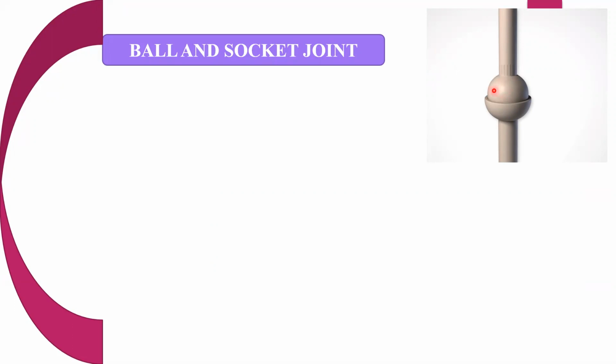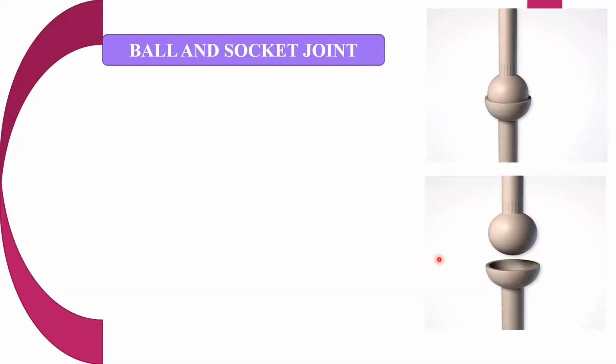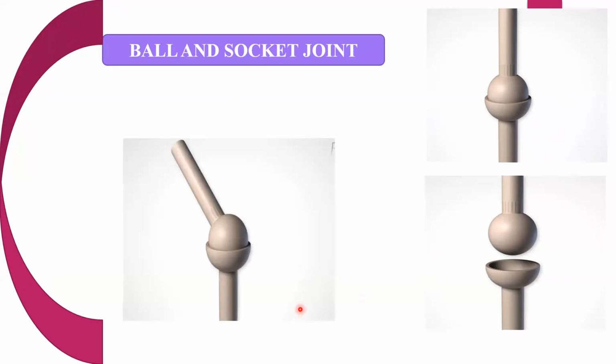This joint is like a ball and socket. These are two bones, and one is like a ball and the other is like a socket. You can see here, this bone is like a ball, and this joint shows movement in all directions. Examples are the hip and shoulder joints, which show movement in all directions.